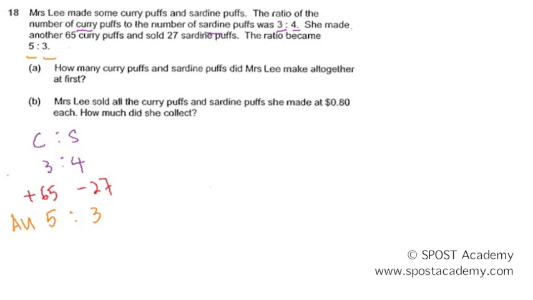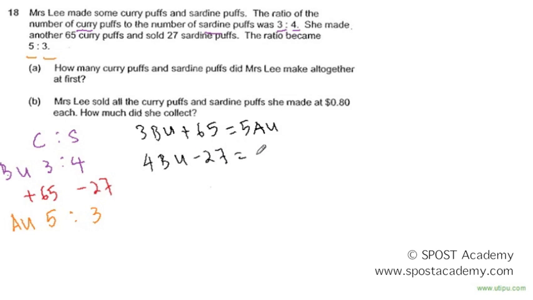If we were to label the orange part as the after units, and the purple part as the before units, we can actually find that 3 before units plus 65 will give us 5 after units, while 4 before units minus 27 will give us 3 after units. So what we need to do is to make the after units the same. For this set we will have to times 3, while this set we have to times 5.